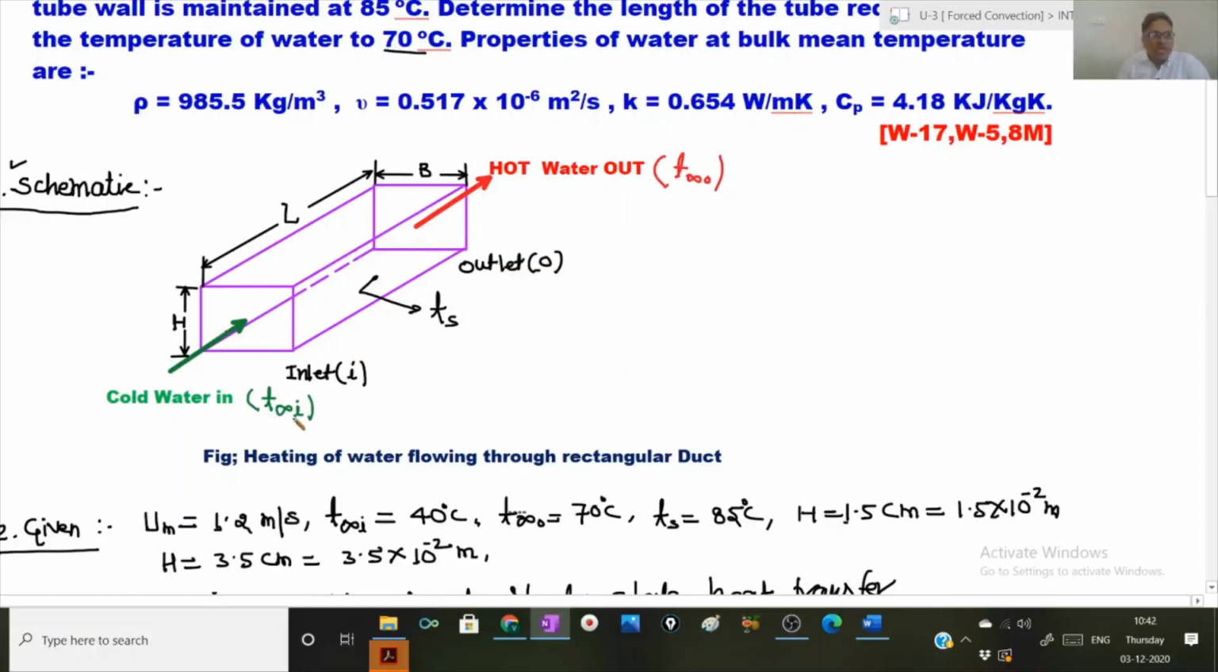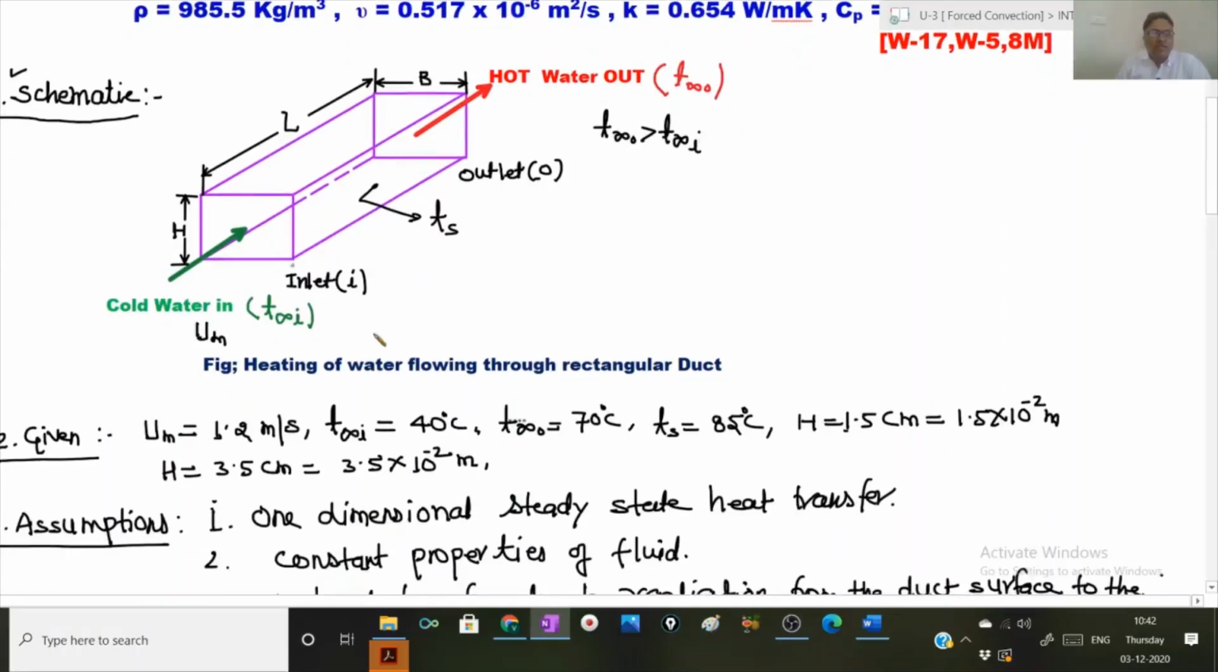Cold water at inlet temperature T infinity I and mean velocity um is entering into this non-circular rectangular pipe, and while flowing through this pipe it is being heated. So at the outlet hot water comes out at temperature T infinity O. Obviously T infinity O is greater than T infinity I. So this way the figure represents heating of water flowing through a rectangular duct.